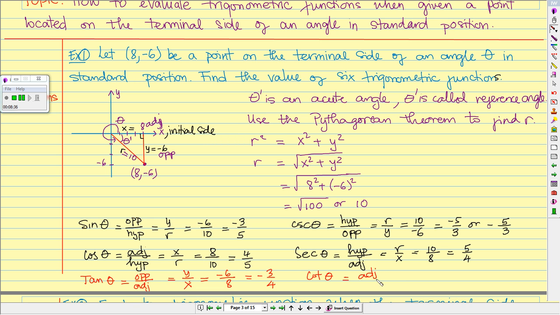So that will be adjacent over opposite. So substitute now, your adjacent will be 8. Your opposite will be negative 6. So reduce the fraction, so that will give you negative 4 over 3.